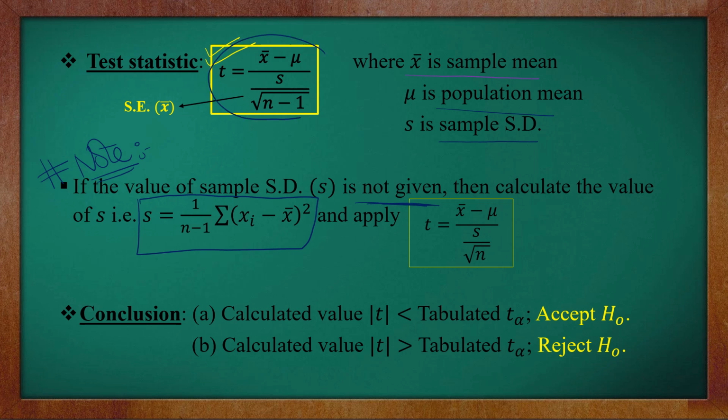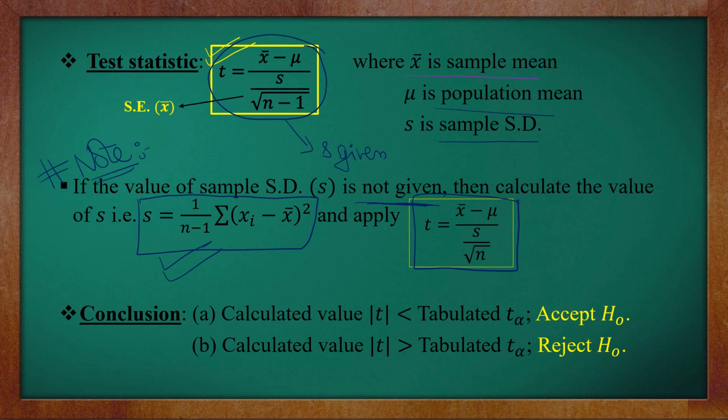We can see this is the formula of the t-test, right? What is the formula? X bar minus mu upon S by under root n minus 1. You apply this when S is given. When S is not given, you will calculate S by this formula, and then you will get the value of S. But then the formula of the t-test you will apply is X bar minus mu upon S by under root n. So you can see the difference in both these tests.